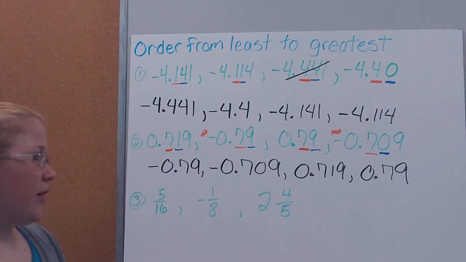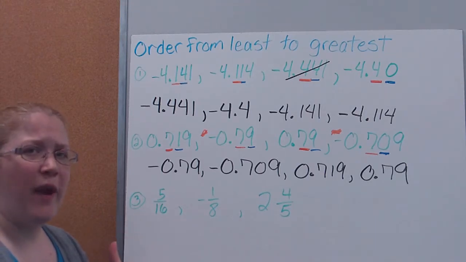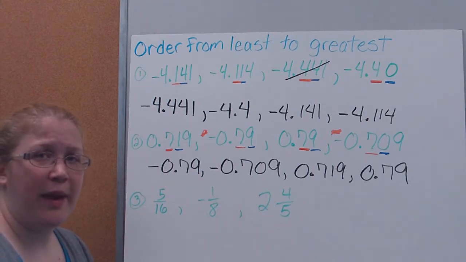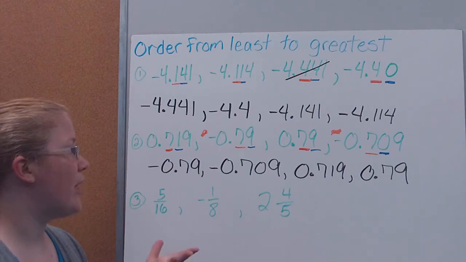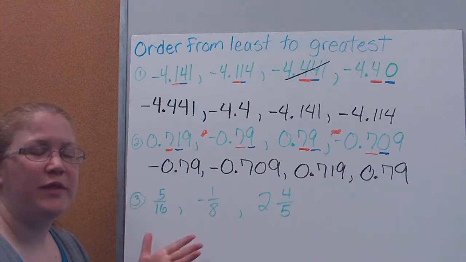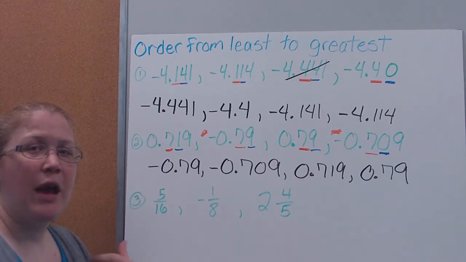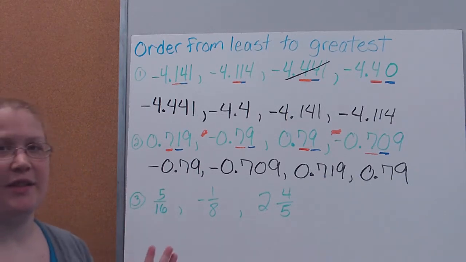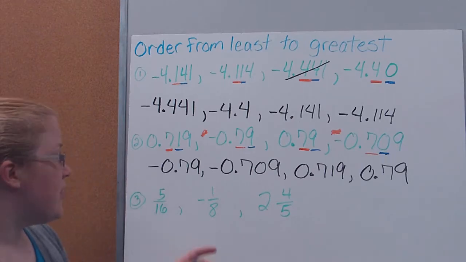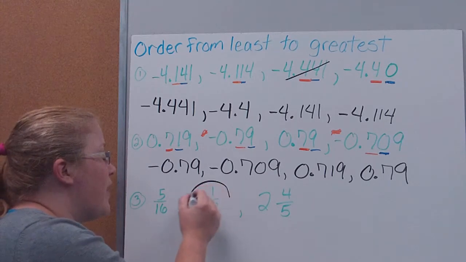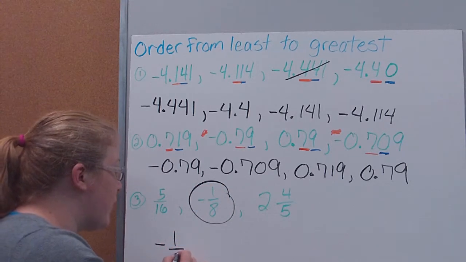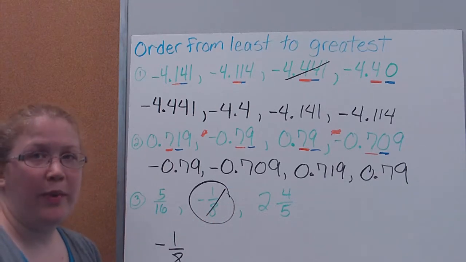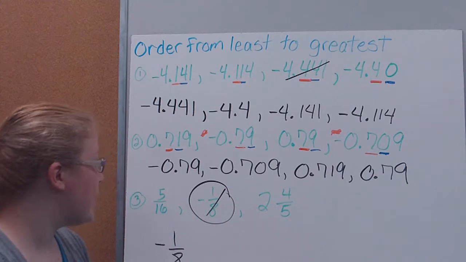All right, this one here. In order to order fractions, we need a common denominator to compare them, or we could change them all into decimals to make it easier on ourselves. However, what I'm going to show you on this one is we're going to just use our common sense to put these from smallest to greatest. So the first thing I noticed is I have one negative number. That's obviously going to be my smallest number because negatives are always smaller than positives.